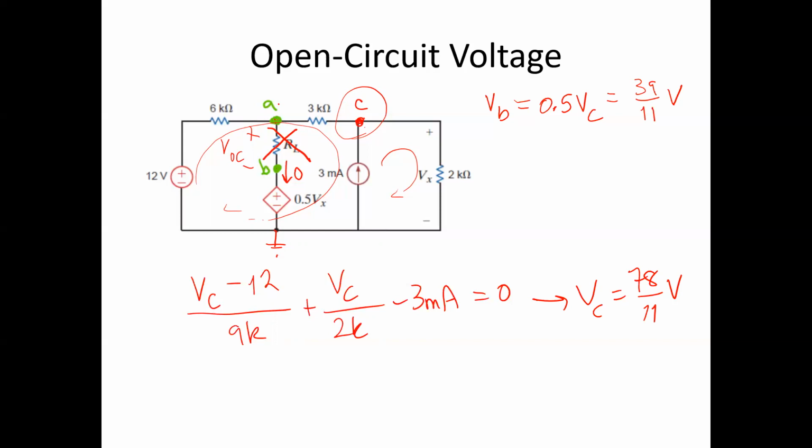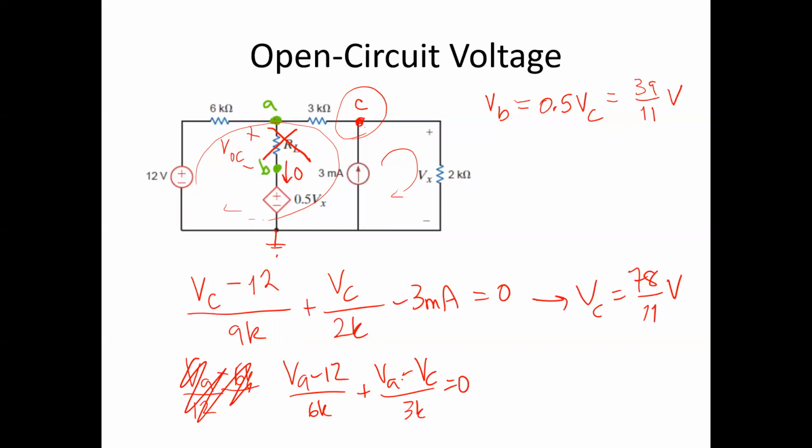I'm just going to do a node voltage equation at A with just two currents coming in. So I'm going to write this as (VA - 12)/6 kilo ohms, of course, and then plus (VA - VC)/3 kilo ohms is equal to 0. And of course, we already know what VC is, so we can solve for VA and then subtract that from VB. And without getting into the arithmetic, you should find that VOC equals 57/11 volts when you step through the process. Okay.